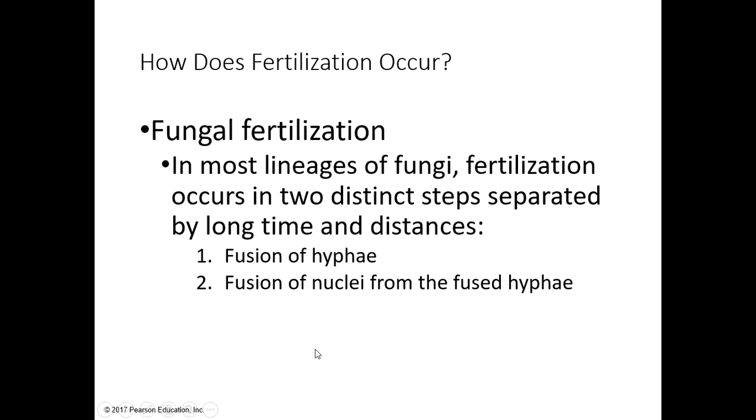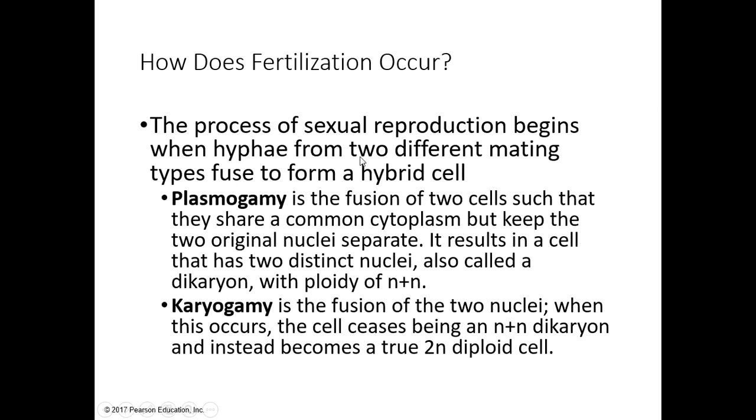Okay, so how does fertilization occur? I mentioned chytrids as being a specific type of fungi. They're the only fungi that produce gametes, like we saw, and they're not different enough in size to be called egg and sperm. All right, but we're going to see that fertilization in other fungi is going to occur in two distinct steps, separated by long distances and long time. So fusion of hyphae and fusion of the nuclei from the fused hyphae. Okay, and there's a couple of terms here I'm going to point out to you that you need to know in the life cycle. And those two terms are plasmogamy and karyogamy.